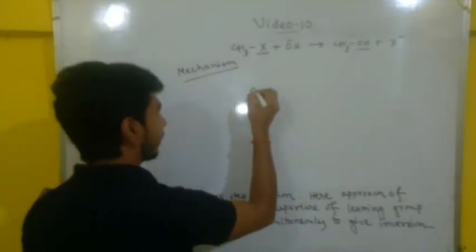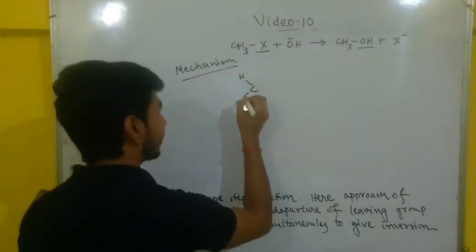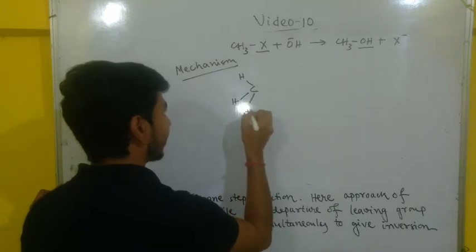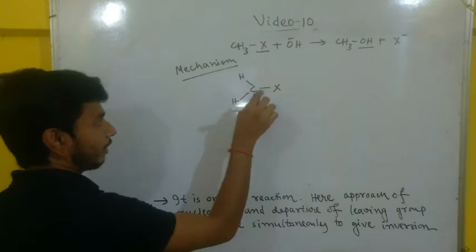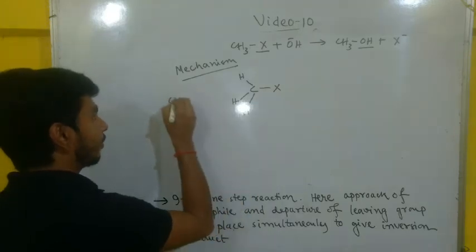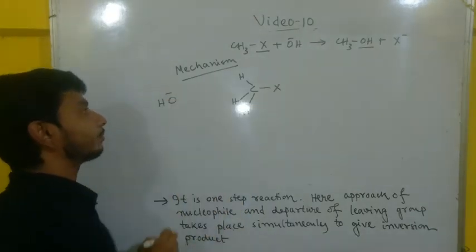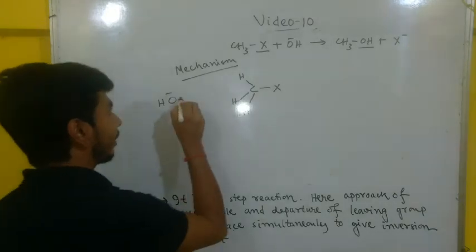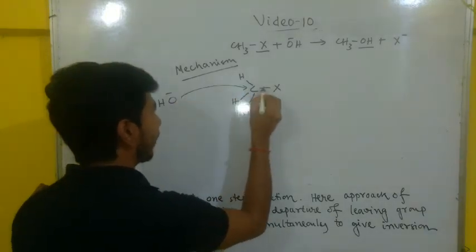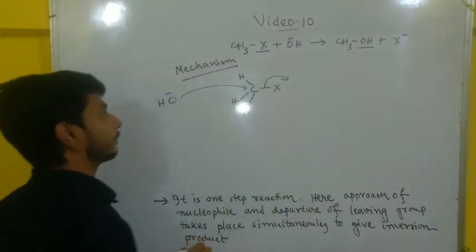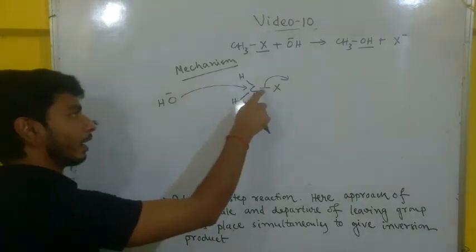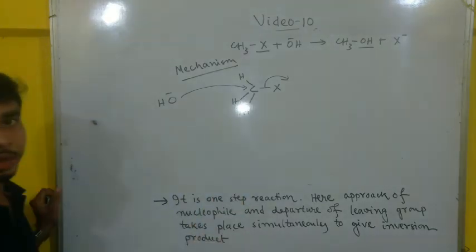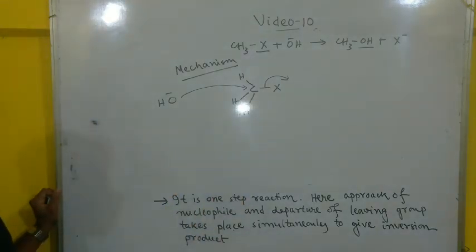So CH3X. Now in this molecule, the nucleophile will attack. So nucleophile will attack the molecule and the X group is leaving. So here attack of the nucleophile and removal of the leaving group is taking place at a time.